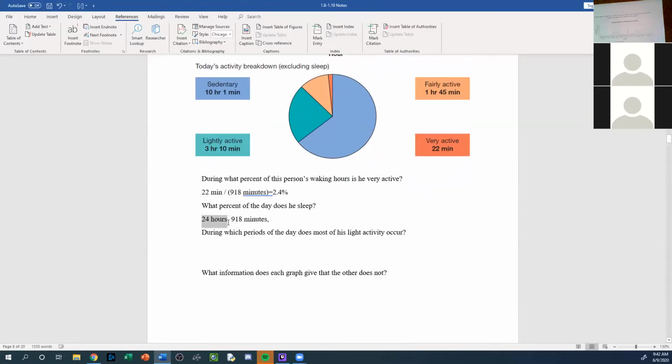So we can change 24 hours into minutes. That's just 24 hours times 60 minutes in an hour. We get 1,440 minutes in a day. And we're still subtracting the 918 minutes that he's awake for, right? So if I do that, we get that he sleeps for 522 minutes, which is also equal to, I'm going to divide that by 60 minutes, 8.7 hours. Okay? So I'm just dividing this by 60 minutes in an hour.